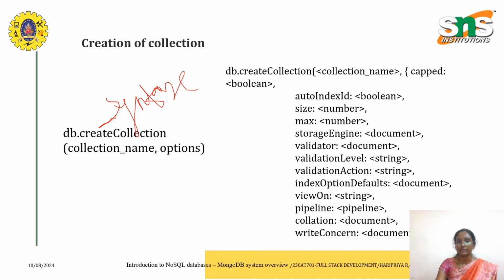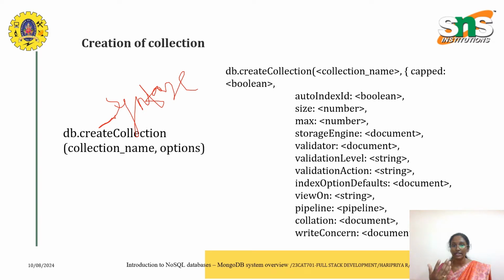This is the syntax of creating collections in the database: db.createCollection. Here we give the collection name, and there is an options field, which takes a boolean. So I'll give the boolean here, and then some of the options we want to use when creating the collection.